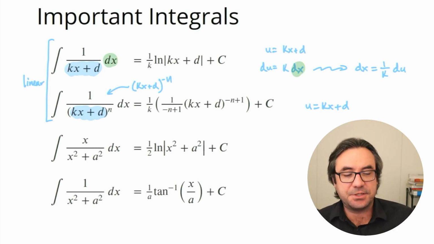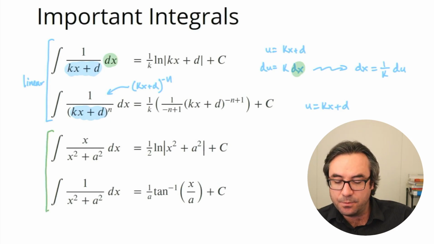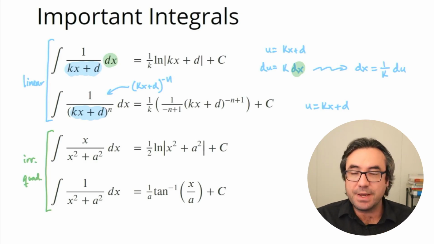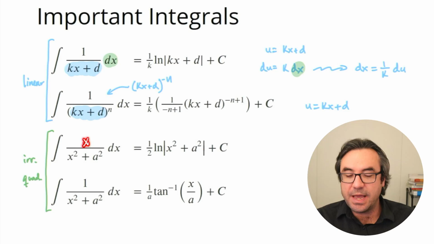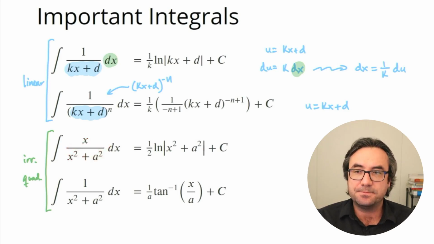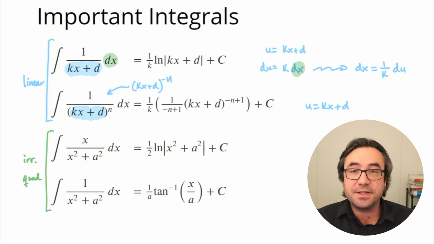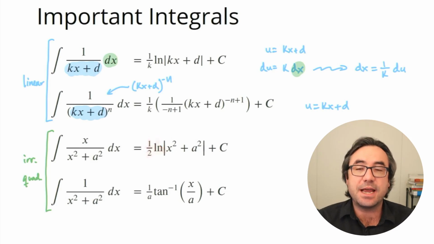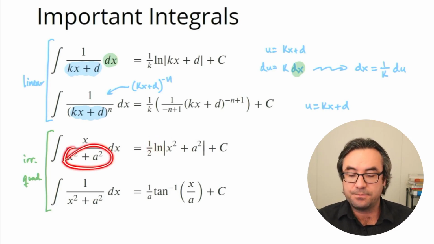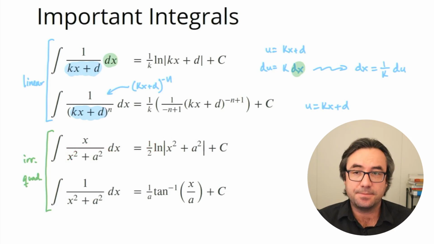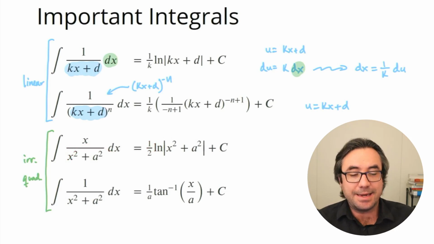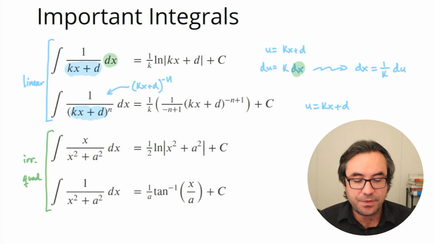Now for the last two, these show up when we're trying to integrate an irreducible quadratic. So we have two cases. One case is when we have an x on the top and x squared plus a squared in the denominator. In this case, this integrates to 1/2 times the natural log of the term that's in the denominator, x squared plus a squared. And again, you could prove this with a u substitution.